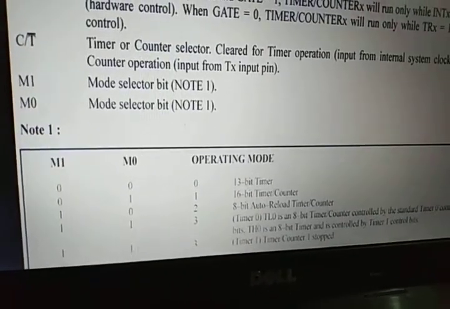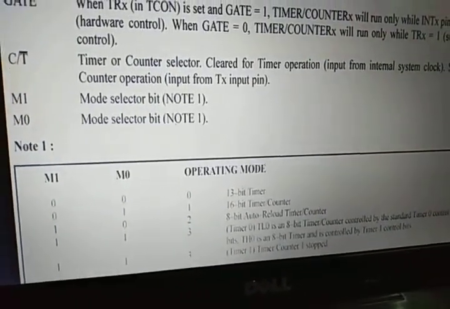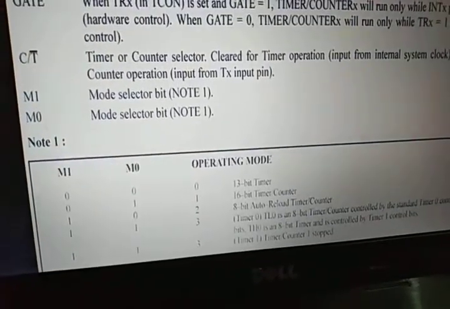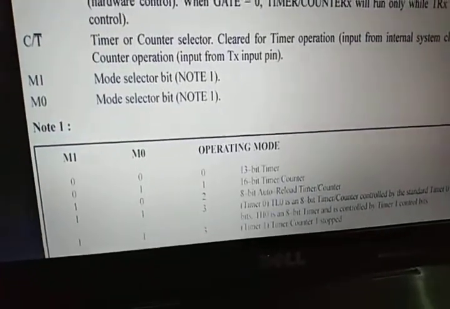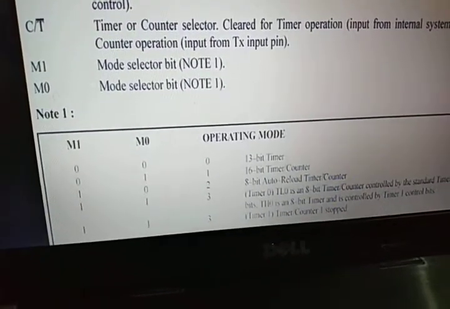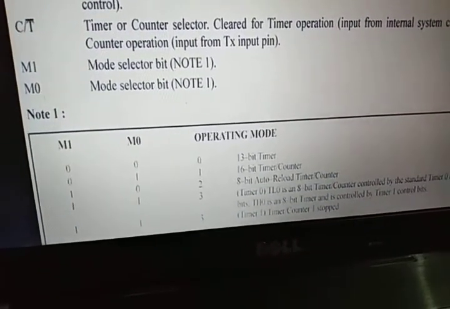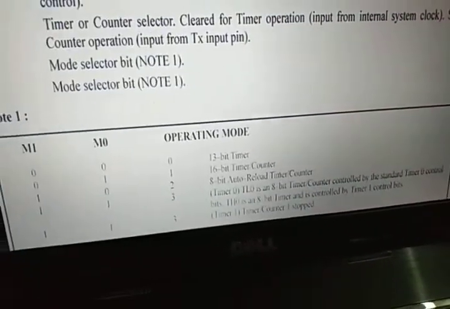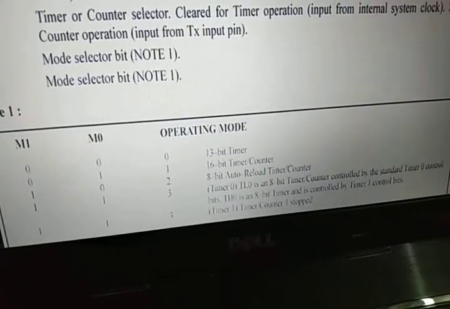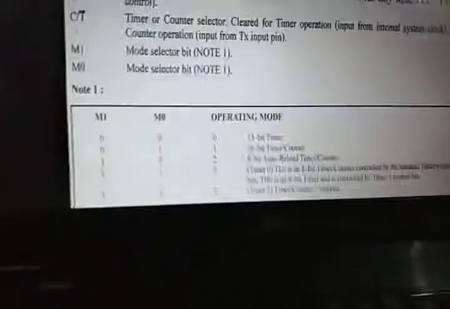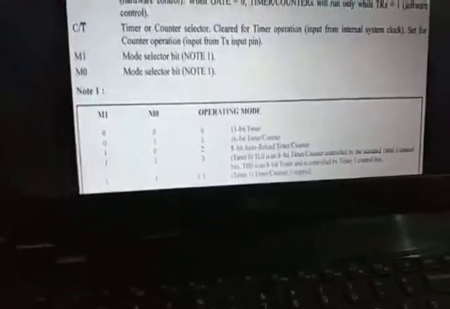00 stands for mode 0, 01 is mode 1, 10 is mode 2, 11 is mode 3. So mode 0 is used as a 13-bit timer, and mode 1 will be used as a 16-bit timer, and in mode 2 it will be an 8-bit auto-reload counter. And coming to mode 3, it will be used as a timer 1 control operation.